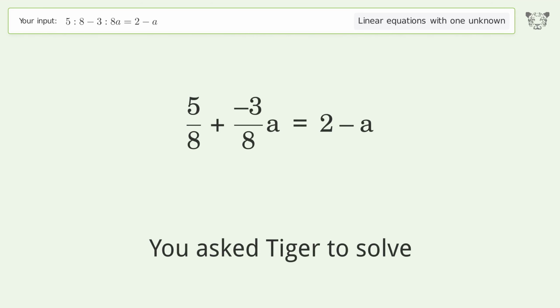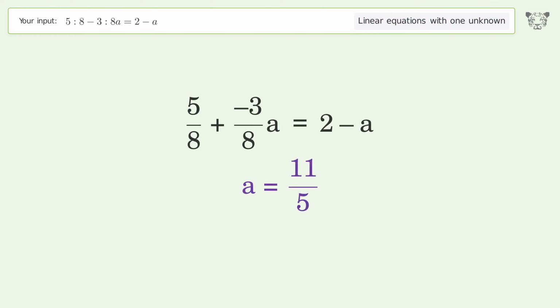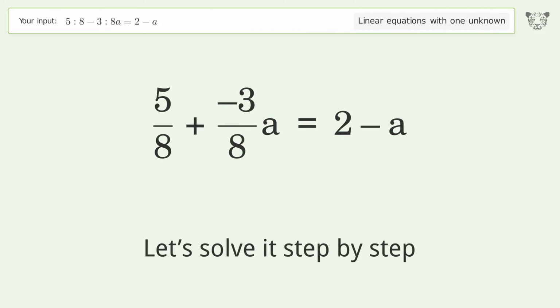You ask Tiger to solve. This deals with linear equations with one unknown. The final result is a equals 11 over 5. Let's solve it step by step.